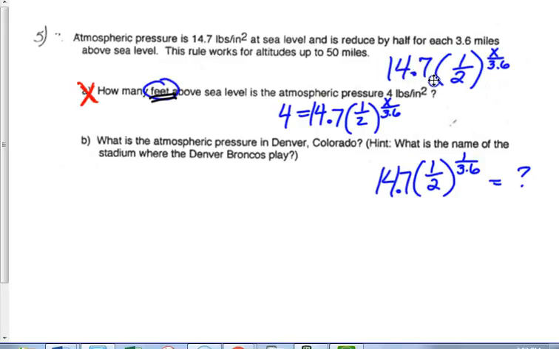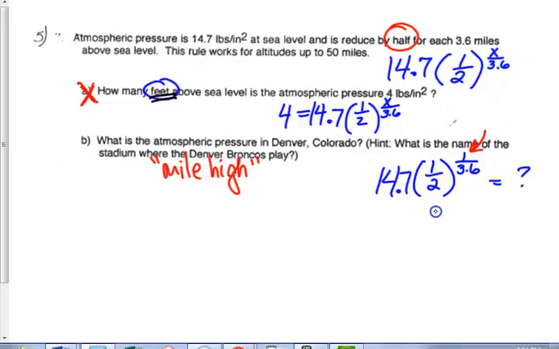This is a half-life like I just had you put on your formula sheet, okay? So 14.7 is being reduced by half for every time you go up 3.6 miles. So it's to the power of x over 3.6. And then we talked yesterday about Mile High Stadium is where they play. So we put a 1 for 1 mile in here.